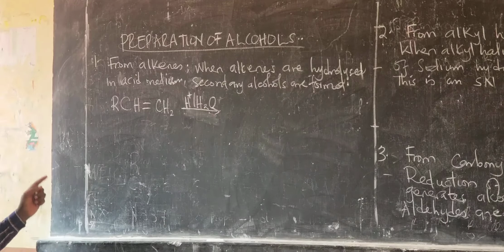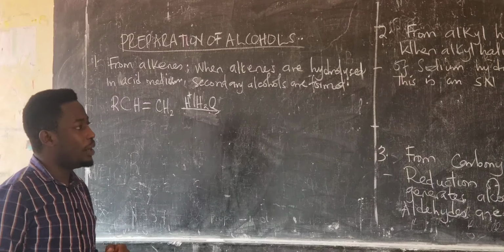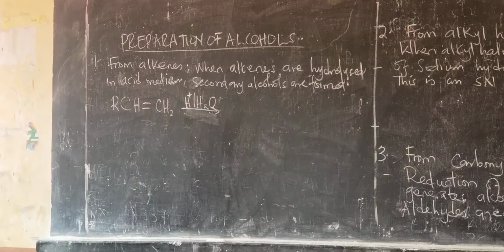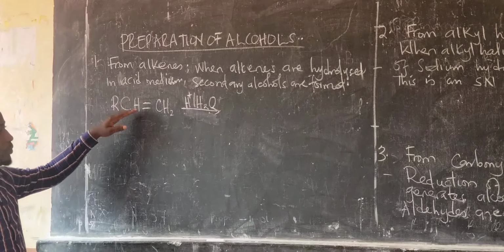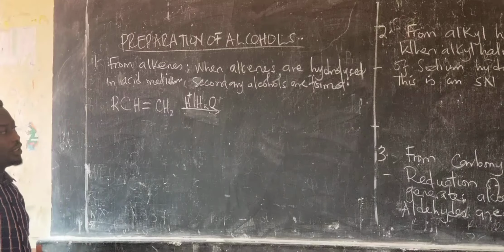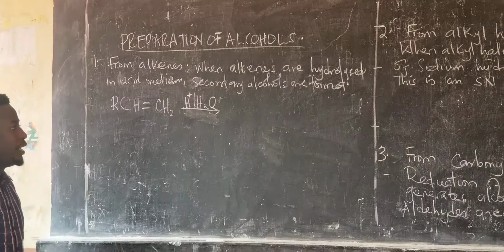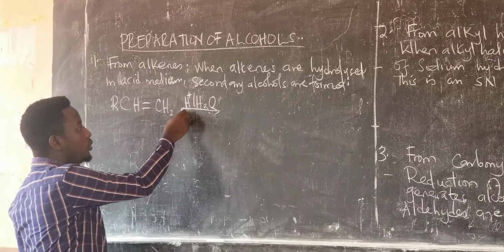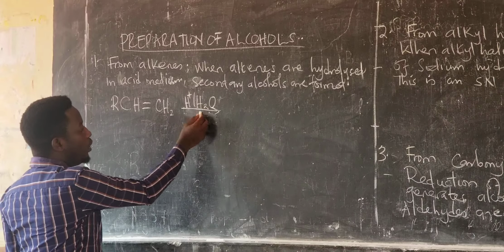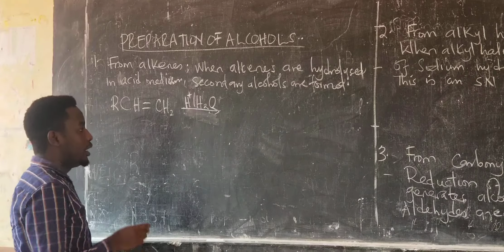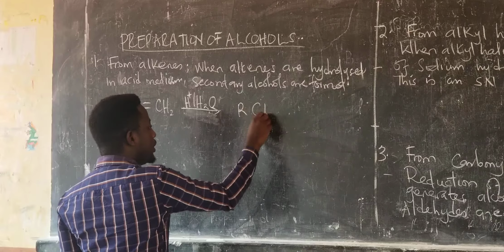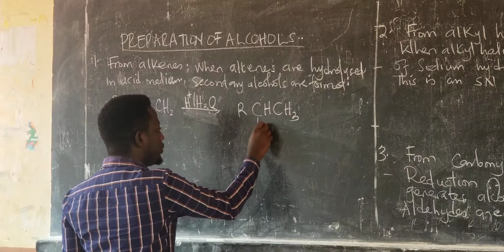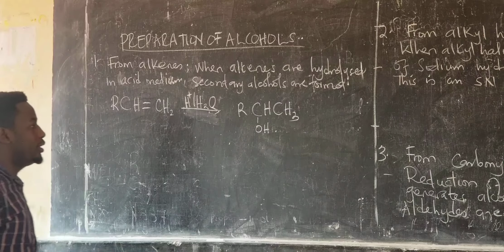When you are hydrolyzing, for example, the cyanide, you need reflux. But when you are hydrolyzing the alkenes, these are reactions that are spontaneous. They don't require any energy. So by Markovnikov's rule, this hydrogen comes here, then the OH from water comes here, leading to the formation of a secondary alcohol. So basically, this is what happens.